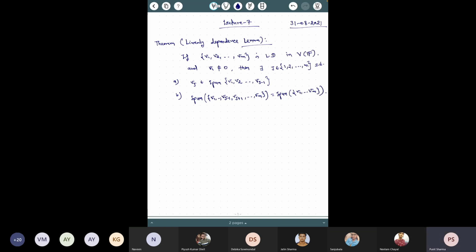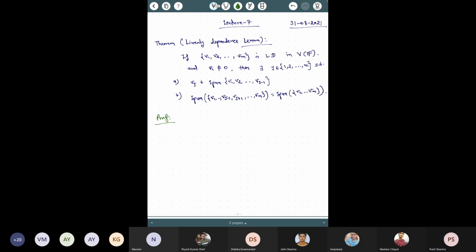I'll just give you the outline and then you can complete the proof. So let me give you the outline of this. Can you tell me how to start, how to prove this one? We are given a linearly dependent set v1 to vm. Can you tell me how to start the proof?